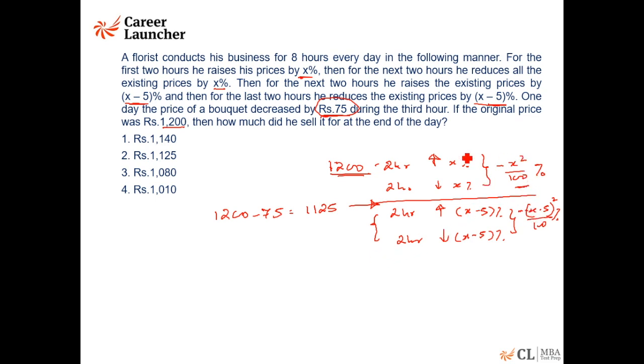Because earlier it was X% up and down. Now it is (X minus 5)% up and down. And the formula also tells you the reduction will be there, but it will be smaller because the percentage up and down has reduced. Okay. So can I not say that my reduction in the second case in this situation will be less than 75 rupees? Two reasons. One, percentage has come down.